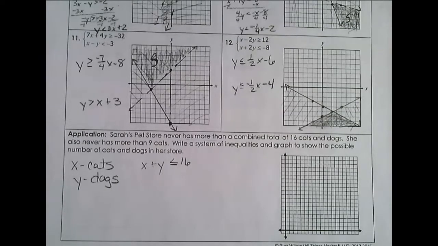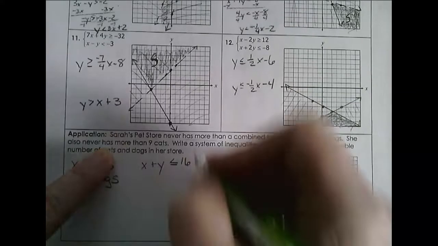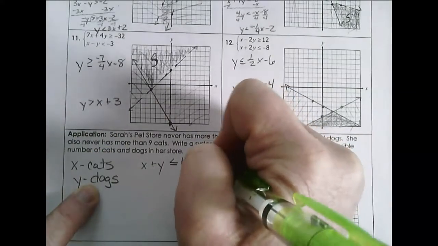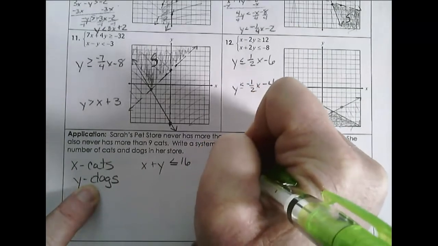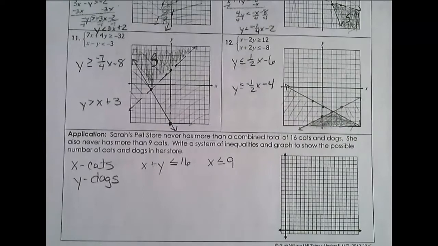She also never has more than 9 cats. Okay, never has more than 9 cats. She can have 9 cats, but never more than. So if I think about my cats as X, my cats are never more than, so they're always less than or equal to 9. So from here, I can create my graph using this information. I can graph these out and find what are some possible numbers of cats and dogs in her store.